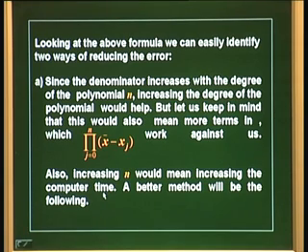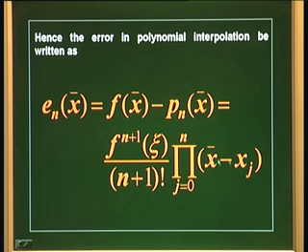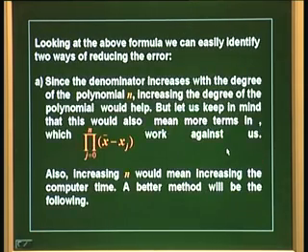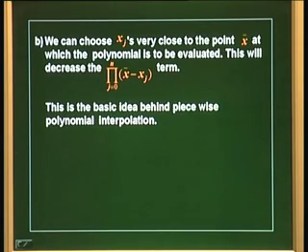So a better method would be to try to reduce the second term, that is this term. Remember we had a product of two terms here. We can increase the degree of the polynomial and maybe reduce this term, but that might cost more computer time and maybe more errors in this term. So another way is to take a small n, but try to reduce this value. What does it mean? It would mean that we choose the points x_j in the product close to the x bar of interest to us.